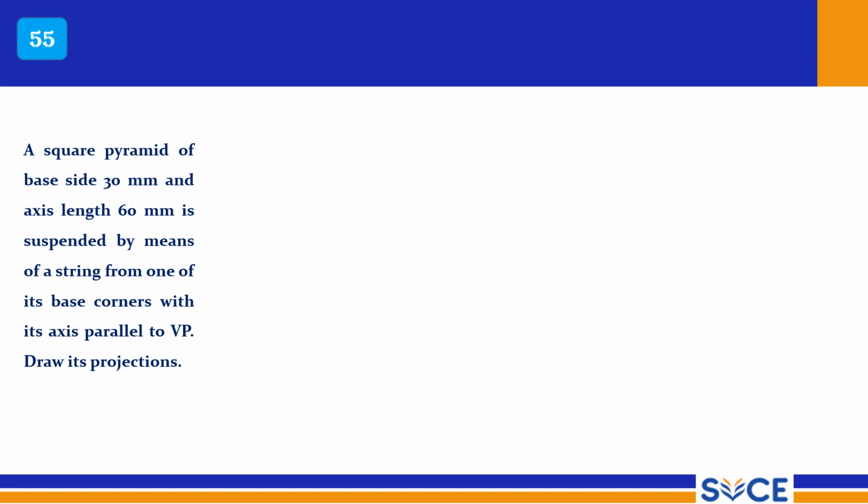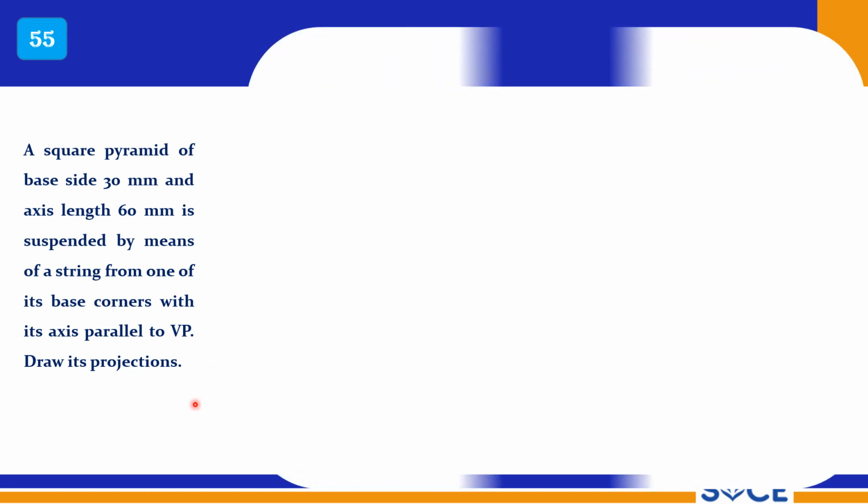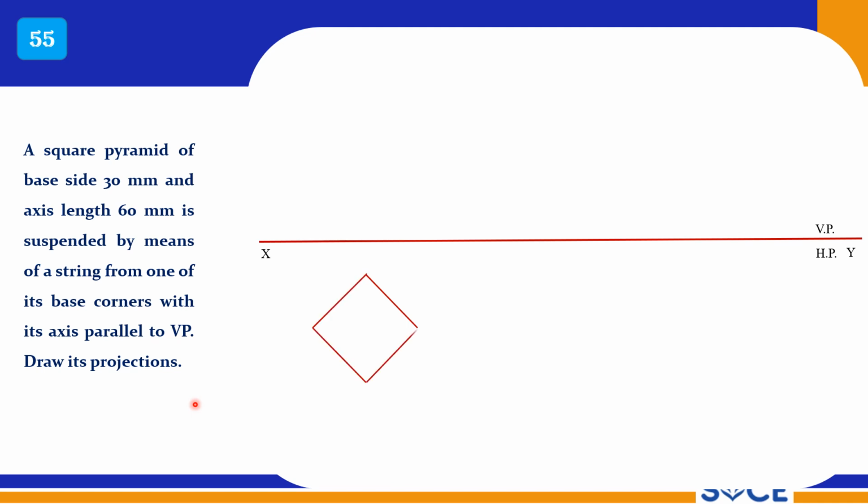So you should make sure that the corner is drawn on either the right side or the left side. In this case, with its axis parallel to VP, obviously the axis will be inclined to HP. Draw its projections. So this is the square pyramid, and you make sure that either this side or this side you should have a corner, right? So anyway you can hang it, A B C D O, and draw its simple front view, right?